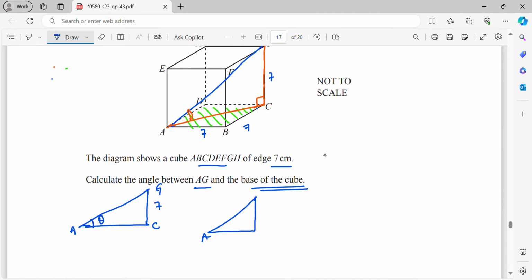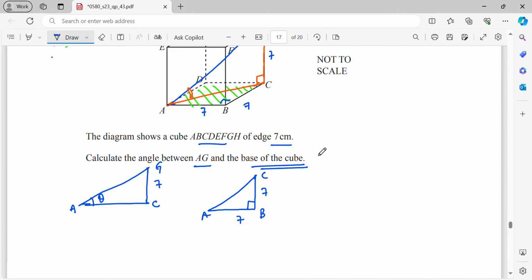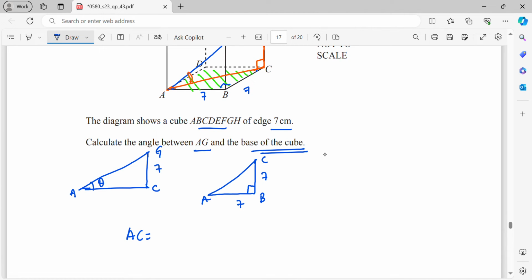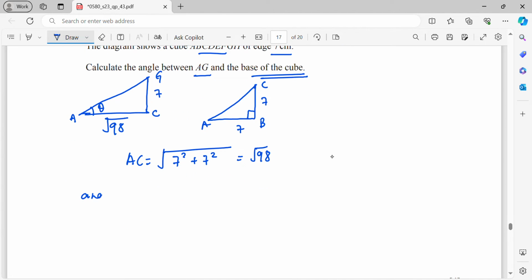So here A, this is B, here is C. So angle B is 90 degrees, right? And this is a square. So obviously my AC is, according to the Pythagoras theorem, square root of 7 squared plus 7 squared, which is square root of 98. Okay, so now I found that this is square root of 98. So now my angle is basically theta, angle CAG.